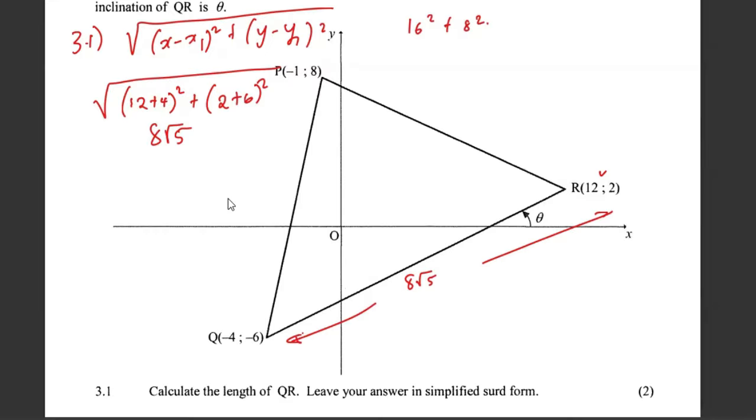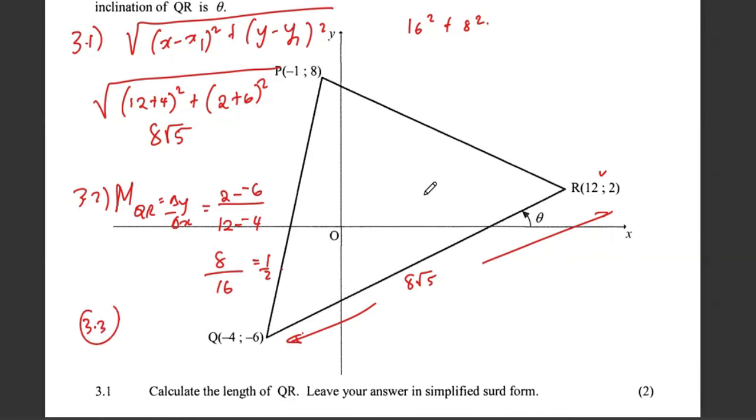Perfect. Then we move on to 3.2. 3.2 is asking us for the gradient of QR. So the gradient of QR is basically the change in y over the change in x. That's going to be 2 minus 6 over 12 minus 4. That's going to be 8 over 16. The gradient is a half.